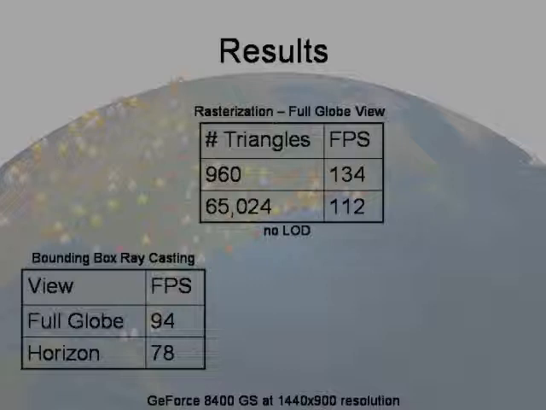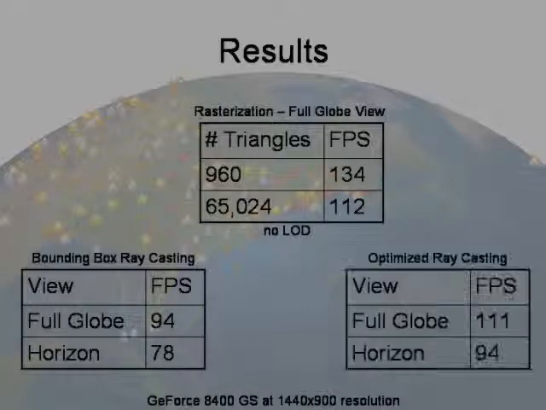Our raycasting approach based on rendering the ellipsoid's bounding box ran at 94 frames per second for a full globe view and 78 frames per second for a horizon view. This approach has a constant triangle load of only 12 triangles and has virtually no CPU overhead or bus traffic. Furthermore, the surface is infinitely smooth and did not require any tessellation.